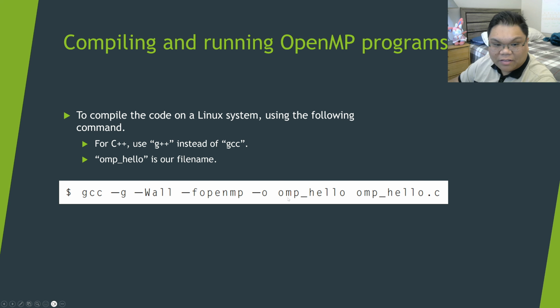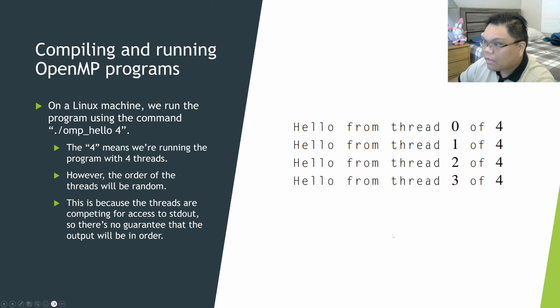gcc -g -Wall -fopenmp -o, and then the name of the file for the final executable, and the name of the source file here. As I said, when you run the program, you will get "hello from thread something of 4."